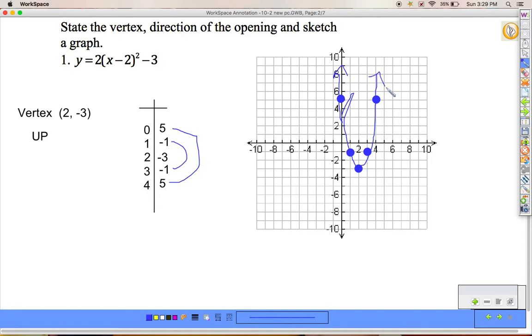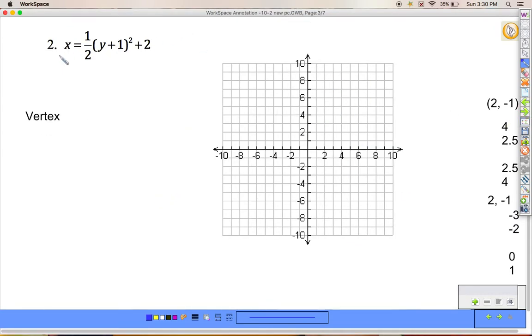And there's my parabola. Pick out the vertex, 2, negative 3, positive value, when it's a y equals goes up. Vertex in the middle, go 2 in each direction, fill it in, plot the points.